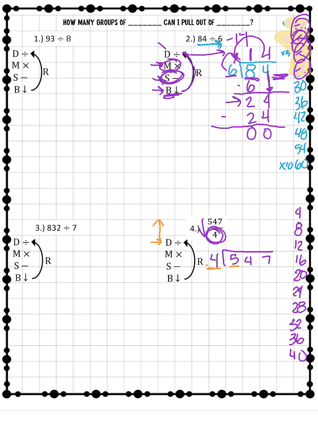And we start here, right in the beginning, one number at a time. How many groups of 4 can I pull out of 5? Here's 1. 2 is 8. That's too much. So I need to jump back to 4. So how many groups is that? That's 1 group of 4. So I'm going to put a 1 up here.